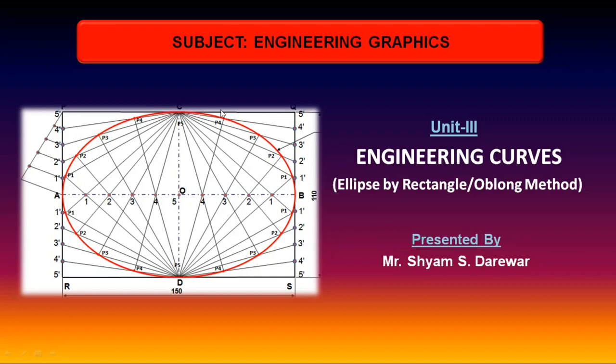Hello everyone. Today we are going to draw an ellipse by the rectangle or oblong method. So this will be the problem: draw an ellipse by using the rectangle or oblong method. Draw an ellipse having a major axis of 150 and a minor axis of 110 using the rectangular or oblong method.